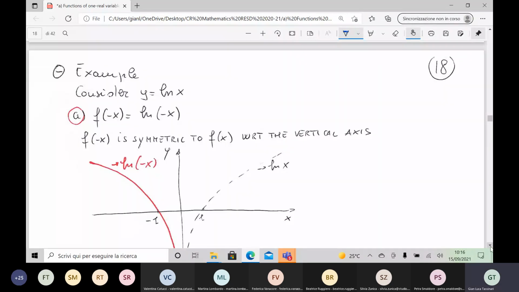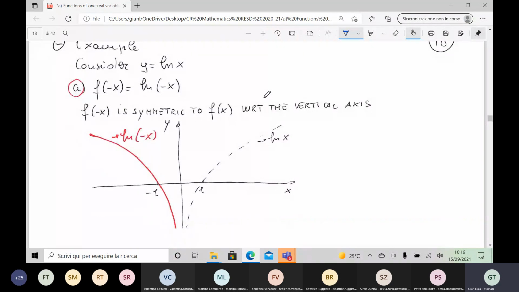Why? Because, for example, f of minus 1 is equal to f of 1, and f of 2 is equal to f of minus 2. So the graph of f of minus x is the symmetric, with respect to the vertical axis, of the one of f of x. So instead of performing a complete study of y equal to logarithm of minus x, we can simply use symmetries, starting from the graph of ln of x. You must know it very well because we plotted it yesterday. We explained it is the graph of the logarithm with basis e.